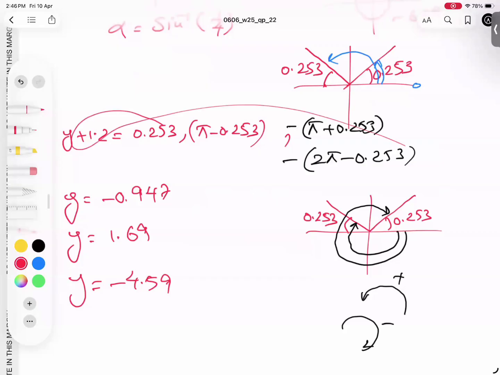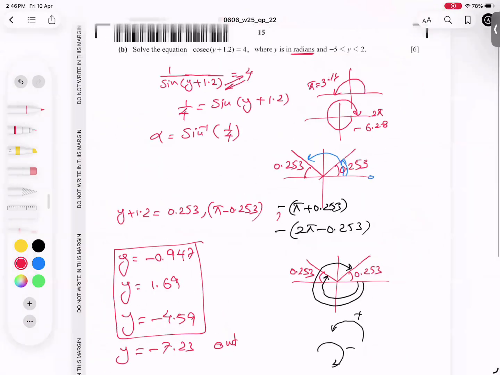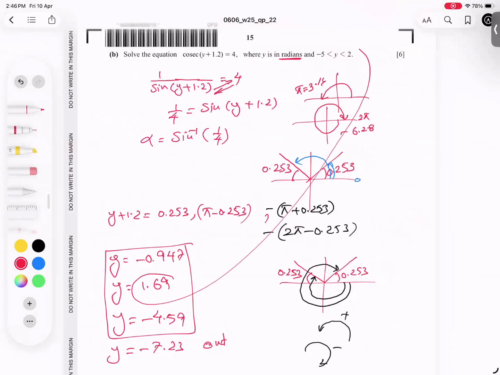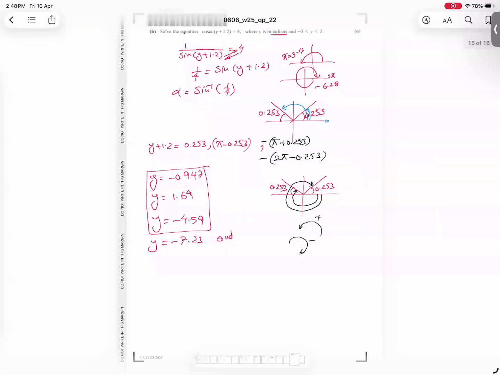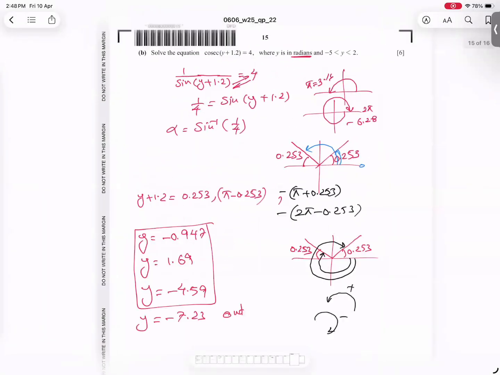And now what about the last answer? Same story. I'm going to find negative 2 pi, negative 0.253 and negative 1.2, and I'm getting negative 7.23, which is out of the range. So we got three answers, students, because according to the question we have to look carefully: one positive answer and two answers coming in the negative range. I hope the concept of the question is clear. The paper is completely done. So best of luck for the exam paper, students. Assalamu alaikum wa rahmatullahi wa barakatuh.